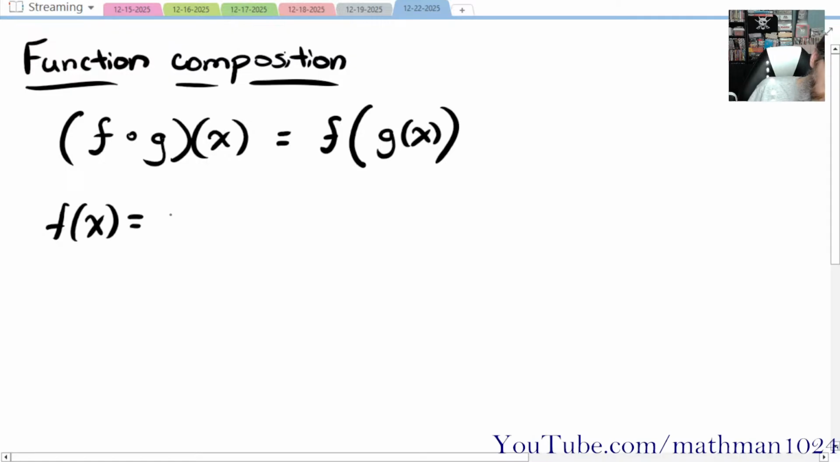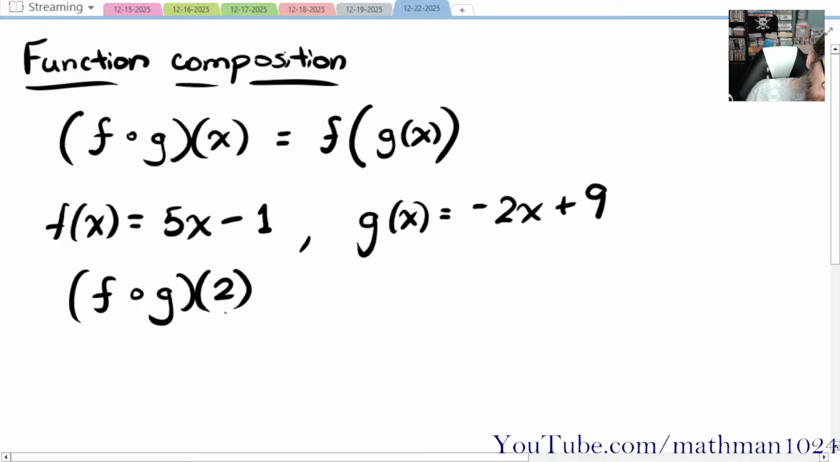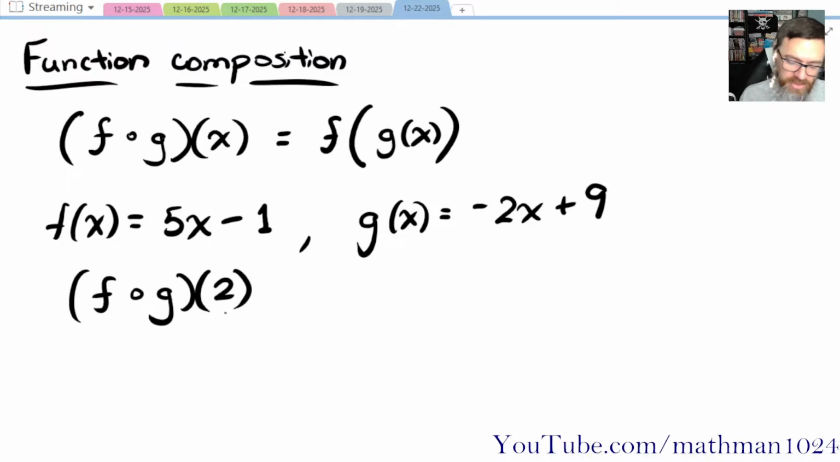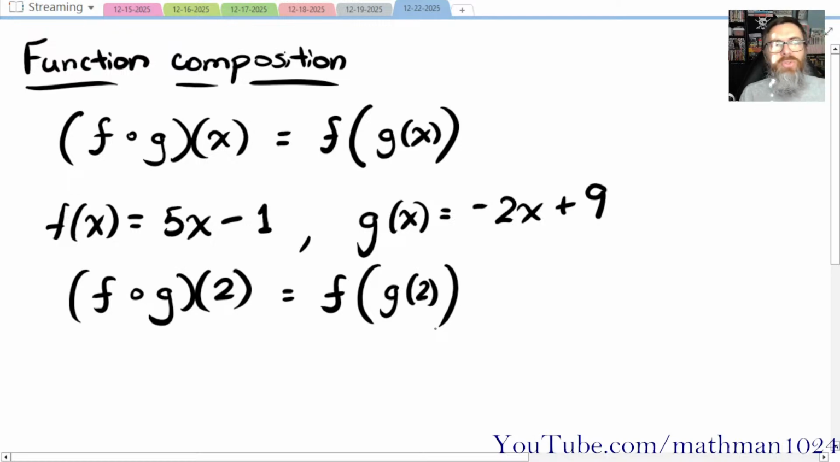So if I say f of x is equal to, let's see, 5x minus 1, and g of x is equal to negative 2x plus 9. And if I say to find or evaluate f of g of 2, 2 does not get to go into both of these functions. This notation means that you would do f of g of 2. So the 2 goes through g first, and then it goes to f.